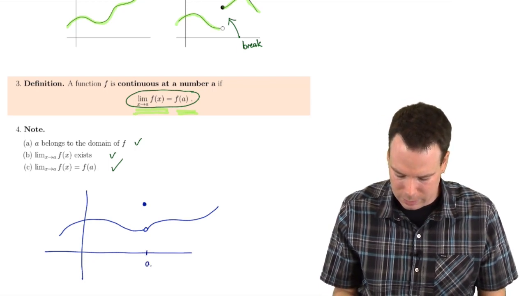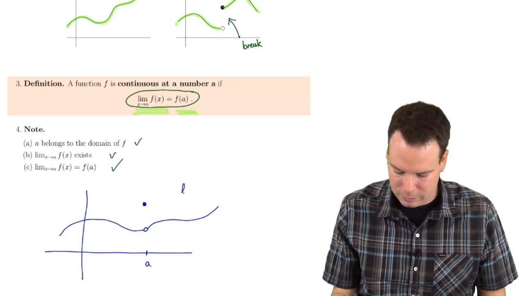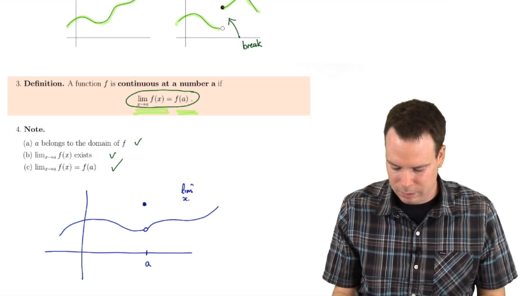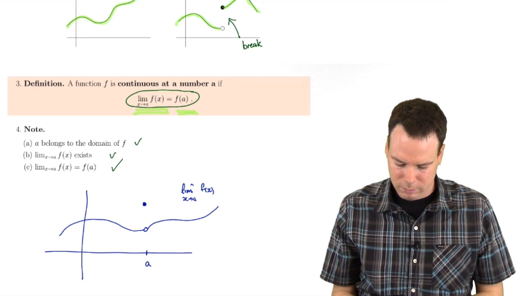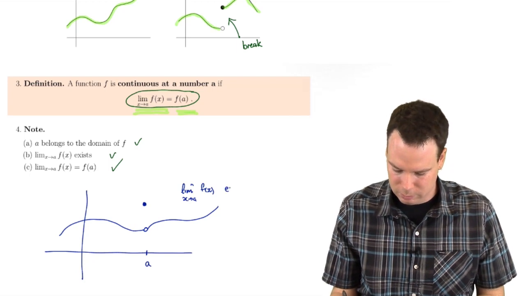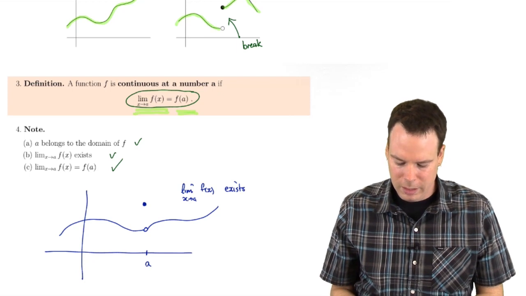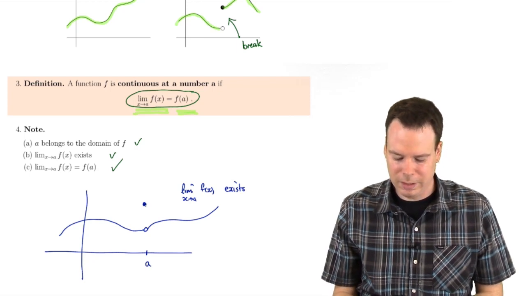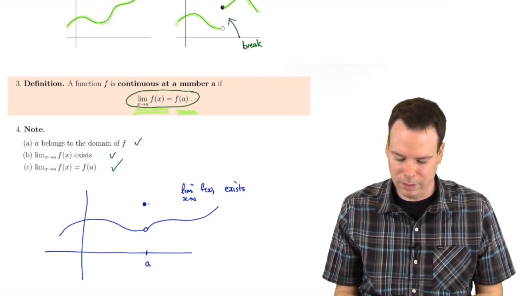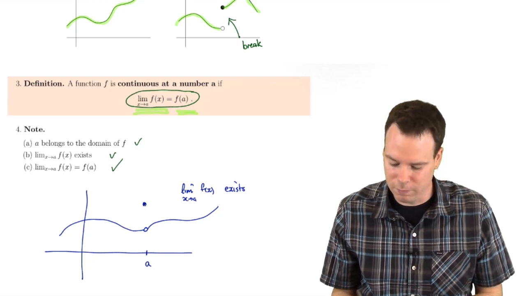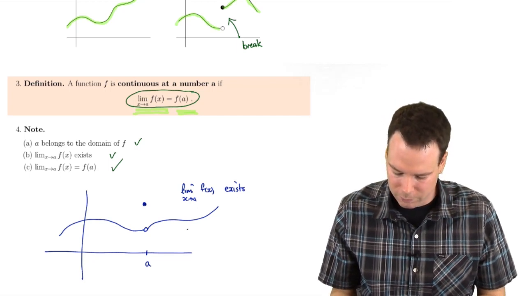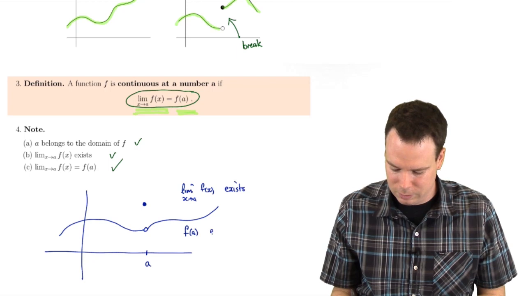Well, what do we have? Let's call this a. We have that the limit as x goes to a of f of x looks like it exists, so that's fine. Is a in the domain of the function? Sure. It takes on this value, whatever it is. I haven't filled that in, but it's not necessary. It takes on some value. So we also have that f of a exists.